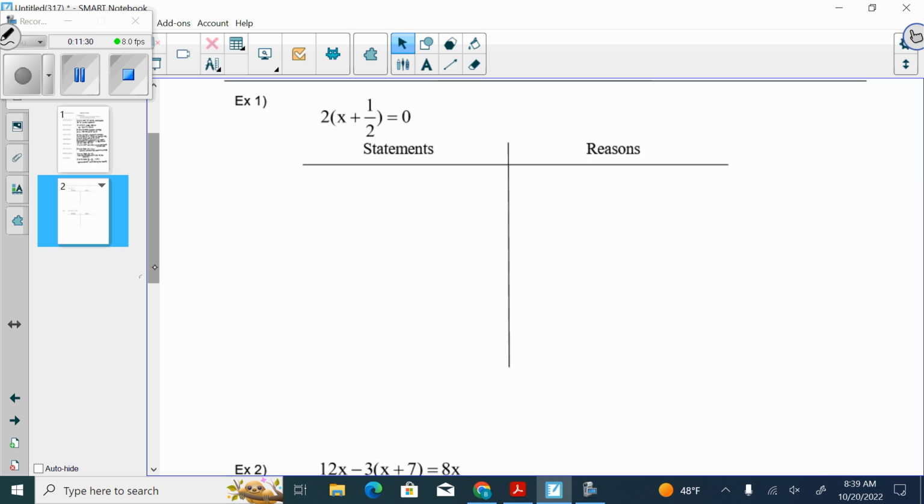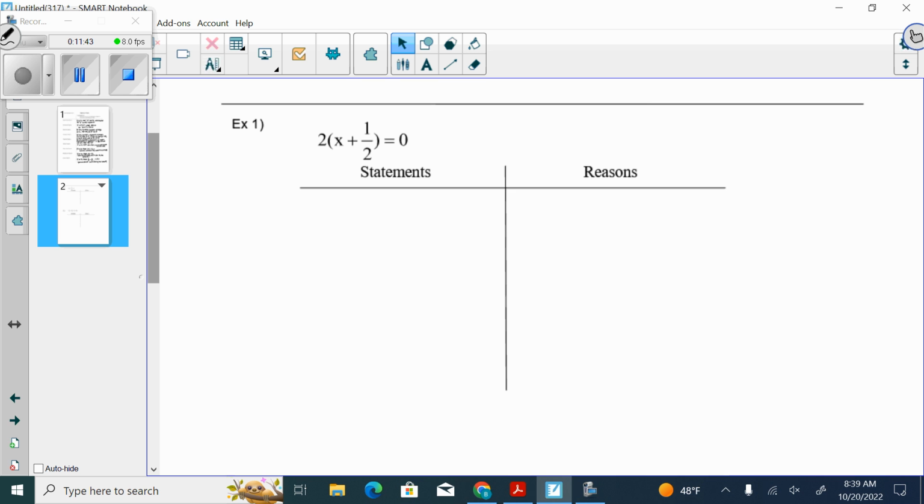Whenever you start proofs in an intro to proof class in college, they're going to talk a little bit about truth tables, and it's kind of set up the same way. But what we're going to do is make any statement that we want to make in the first column, and then we back that statement up with a reason in the second column right beside it. So, they give us this problem: 2 times x plus 1/2 equals 0. Whatever they write down here is called your given.